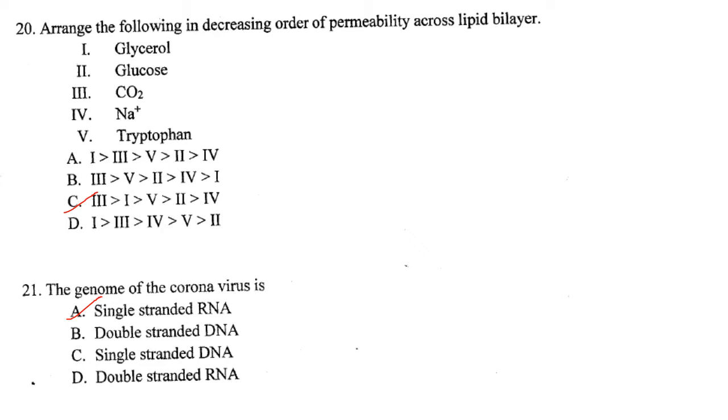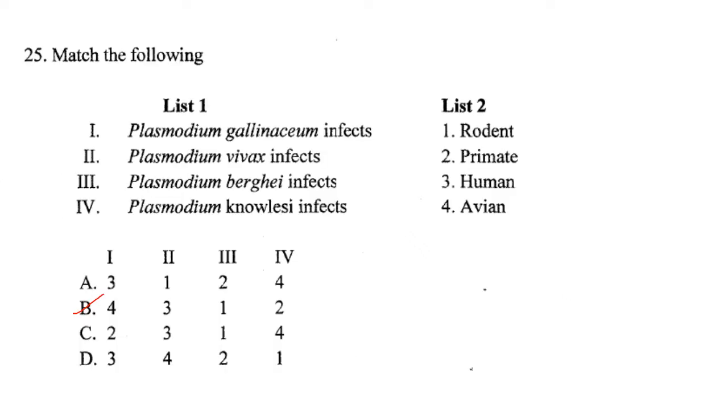The genome of coronavirus is single-stranded RNA. Answer is option A. Then match the following. Plasmodium gallinaceum infects. So it infects avian, that is birds. 1, 4. Then Plasmodium vivax infects. So it infects humans. Plasmodium berghei infects rodents. And Plasmodium knowlesi infects primates. So the answer here is option B, that is 1, 4, 3, 2, 3, 1 and 4, 2.